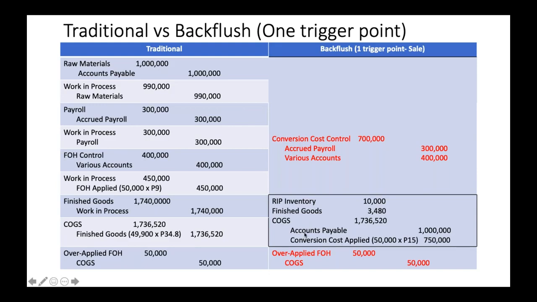And then we recognize our liability for the raw materials purchased, 1 million, and then the applied conversion cost of 750,000. Okay, and then we flush back our cost. We have actual cost and then the over application of the applied conversion cost.